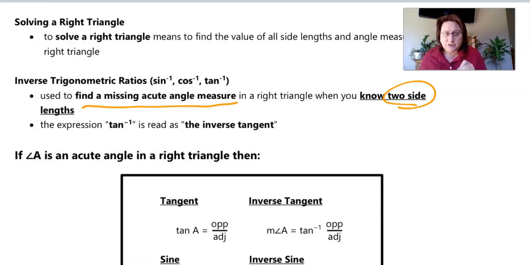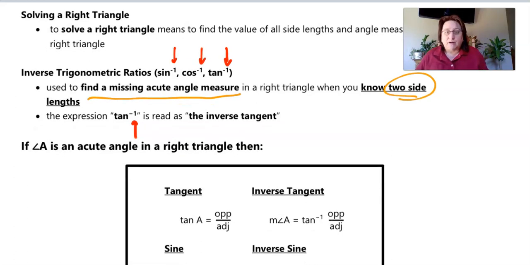Okay, now I want you guys to notice this. Do you guys see that there's this little -1? That right there is saying the inverse tangent or the inverse sine, inverse cosine. When it has cosine to the -1, that means inverse cosine. So those are some symbols that you're going to see here in just a second.